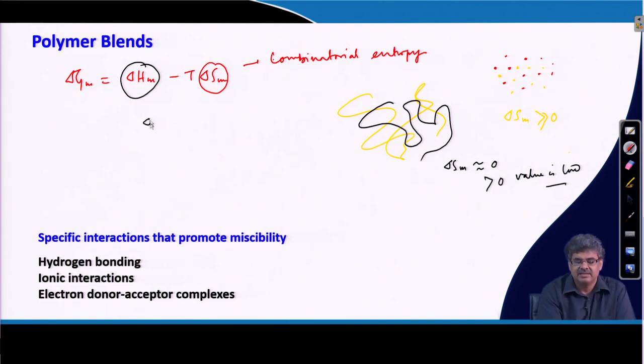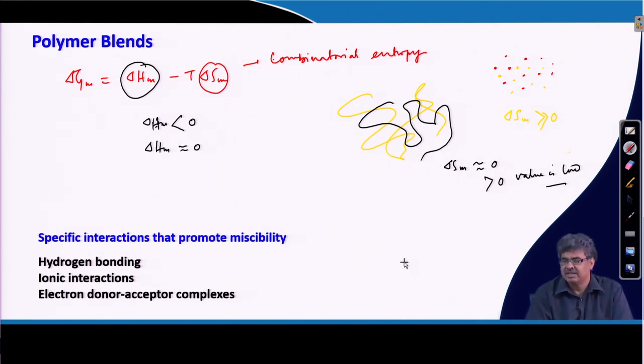If delta H mixing is negative, then miscibility is favorable. If delta H mix is close to 0, then it is either miscible or immiscible depending upon the value of delta S mix, which depends on the molecular weight as well. The higher the molecular weight, the more miscibility comes down, because the value of delta S mix becomes close to 0. Lower molecular weight will probably be better miscible. If we have delta H mix positive, then obviously they are not miscible.